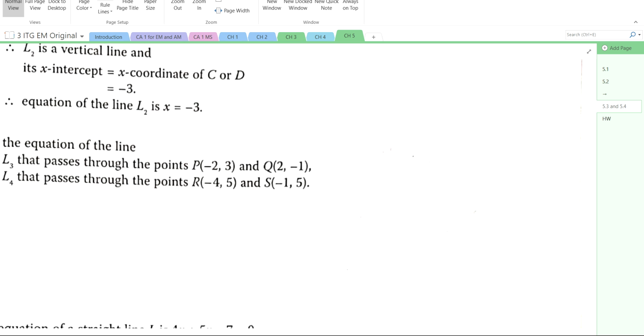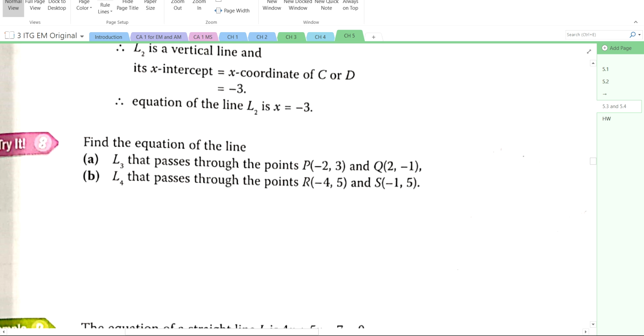So you get to try it. 8. Find the equation of a line that passes through the points. Okay, let's do B. Okay, try it for yourself. Okay, try it. 8B. I will sketch the graph. R is (-4, 5). Here is 5, y and x. And S is (-1, 5). So another point over here.